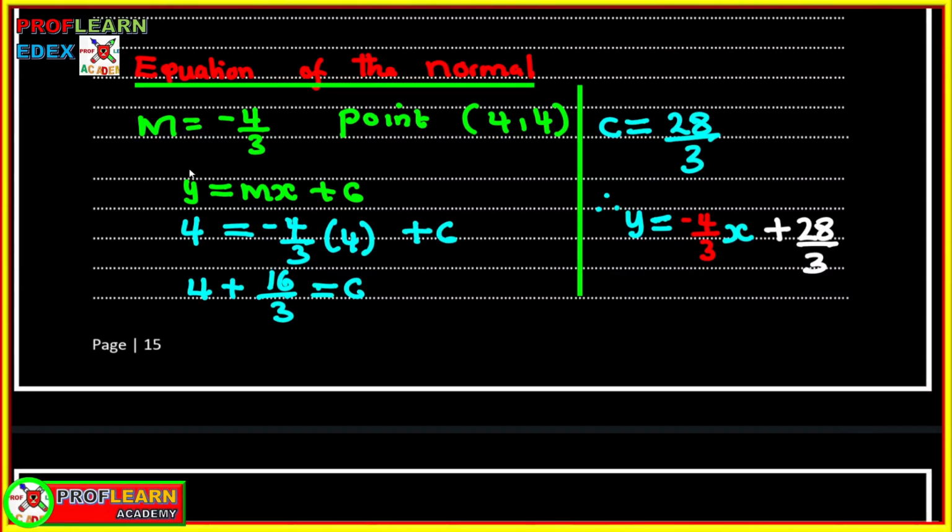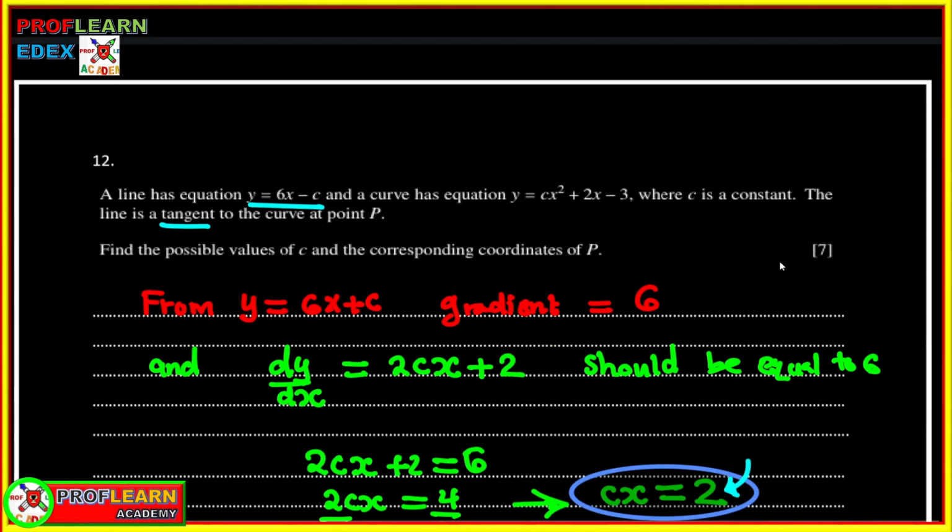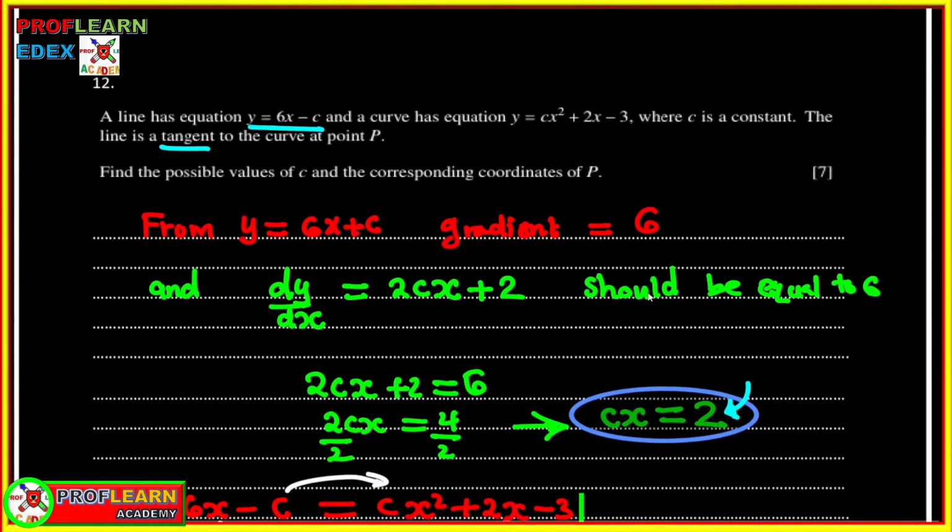We know that the equation of a straight line is y equals mx plus c. So we're going to substitute. Where you have m, we shall place -4 over 3. And where we have x, we are going to substitute 4. And where we have y, we are going to substitute the y value. And that enables us to find the value of c. c is 28 over 3. So if we write the equation in the standard form, it is y equals -4 over 3 x plus 28 over 3. So that's what you are supposed to do in that bit.